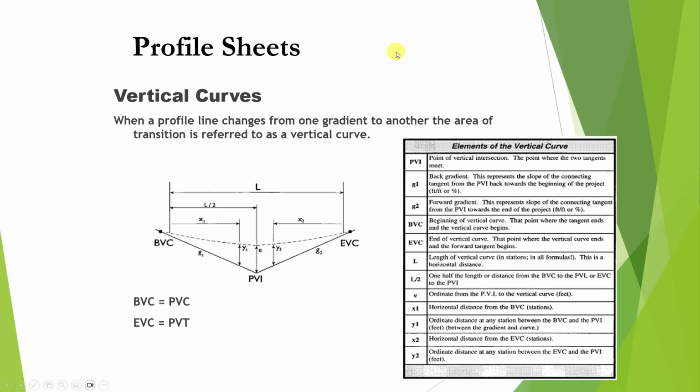Vertical curves, just like the horizontal curve, there's a lot of information on what a vertical curve is. The important ones are the BVC, the beginning of the vertical curve, a point where the tangent ends and the vertical curve begins, and then the EVC, which is our end of vertical curve, that point where the vertical curve ends and the forward tangent begins. Those are important. The length of the vertical curve is important. We use that a lot in design. Just some important stuff.